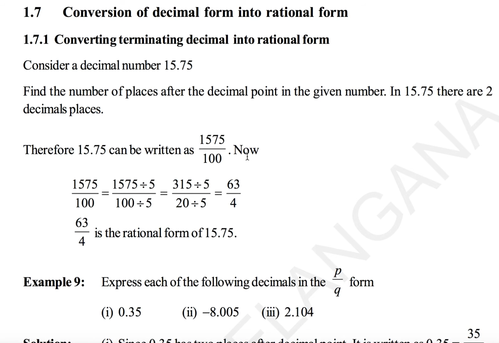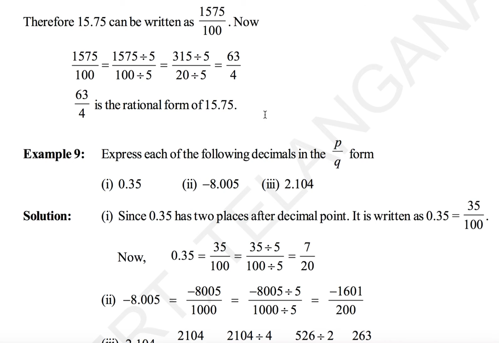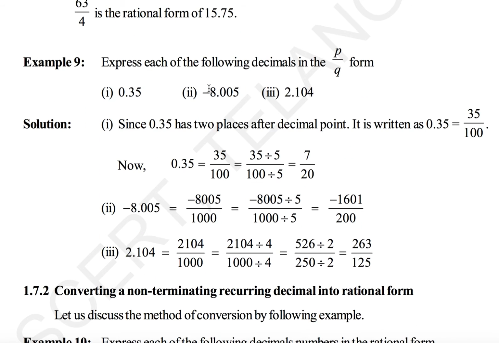Conversion of decimal form into rational form. Converting terminating decimal into rational form. Consider the decimal number 15.75. Find the number of places after the decimal point in the given number. In 15.75, there are two decimal places here. So this can be written as 1575 by 100. Now you can divide it with a common factor. Okay, see, 63 by 4 is the final form, without any common factors between the numerator and the denominator.